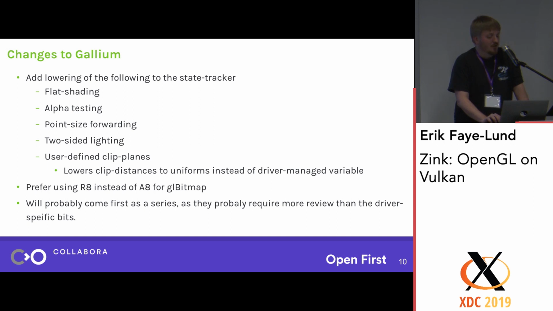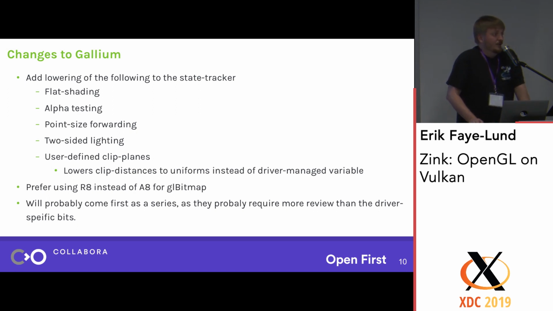So, the changes to Gallium. Some of the most significant ones are that there are features I see re-implemented in several drivers over and over again, and I've tried to write generic state tracker lowering of this stuff instead of doing it again and again. My reasoning is that if it's not supported in Vulkan, there's a good chance that it's not going to be supported in some future hardware, and maybe some mobile hardware doesn't support it already. So other hardware drivers are probably going to have this problem to some degree.